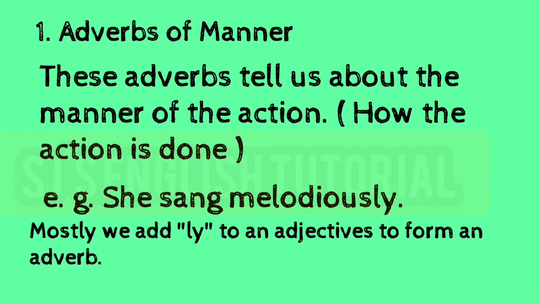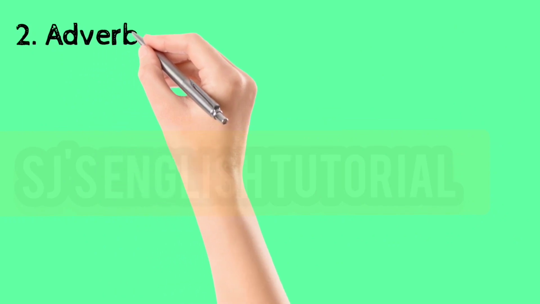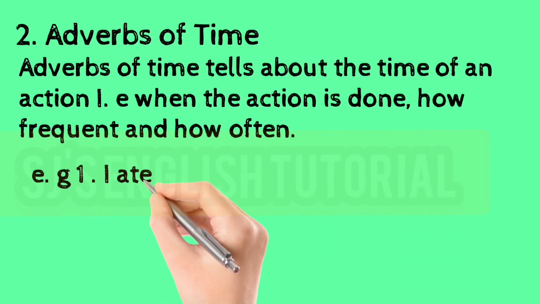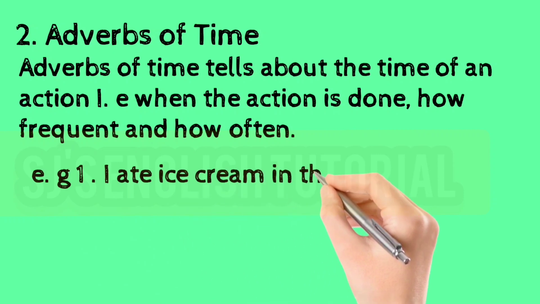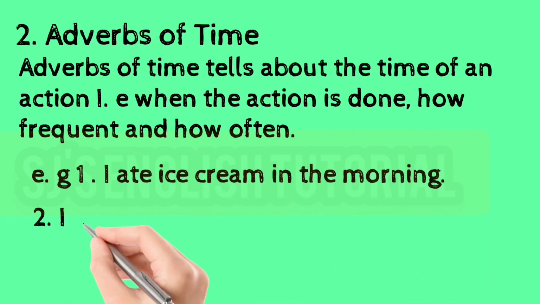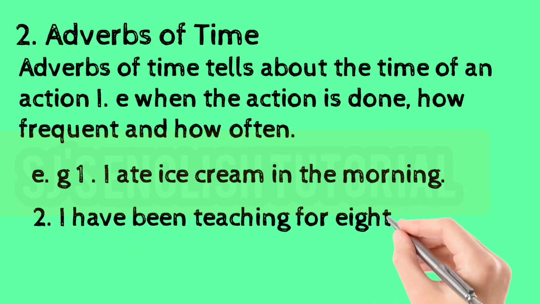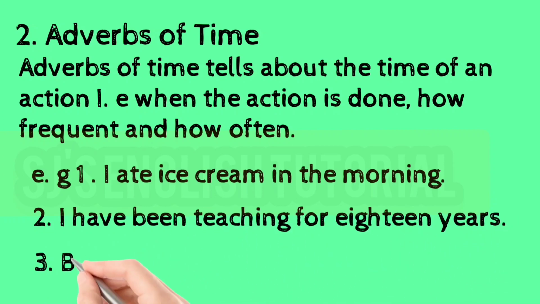Adverbs of time. Adverbs of time tell us about the time of an action, that is, when the action is done, how frequent and how often. See the examples. I ate ice cream in the morning. I have been teaching for 18 years. Barking dogs seldom bite. Morning, 18 years, seldom are adverbs.